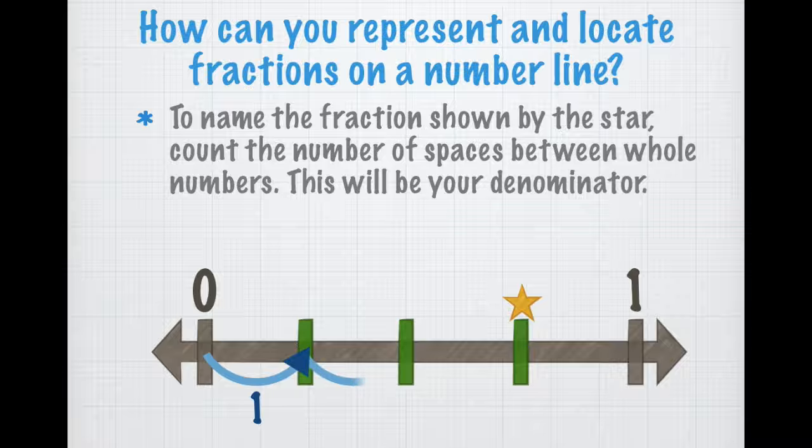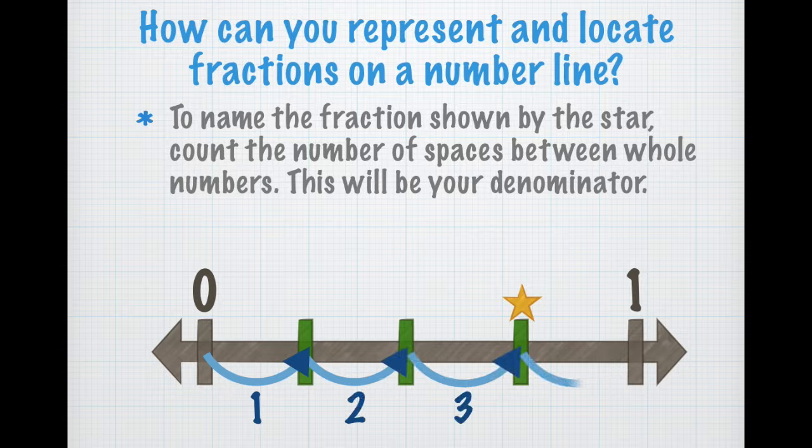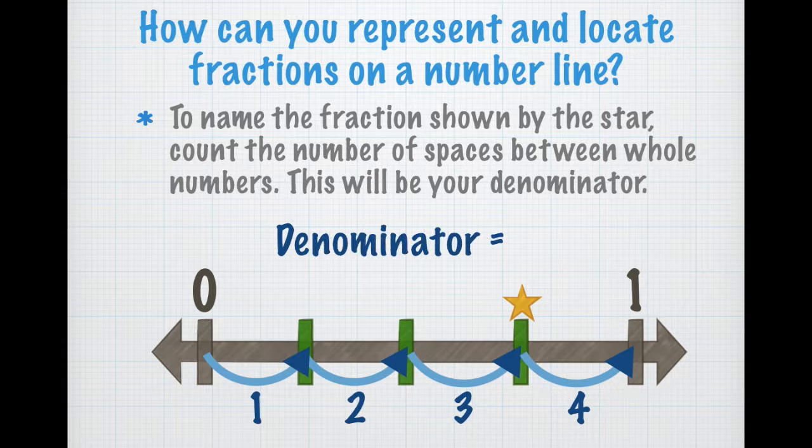1, 2, 3, 4. Since there are 4 parts between 0 and 1, our denominator is going to equal 4. So this will be the bottom number of our fraction.